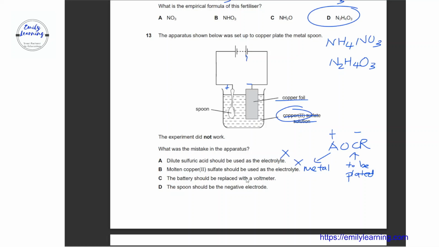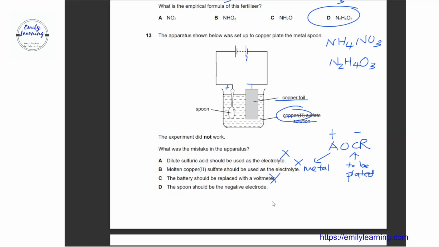No need, because copper is below hydrogen in the reactivity series. So at the cathode, copper will be preferentially discharged instead of hydrogen. So yes, you can coat copper using aqueous copper(II) sulfate. Your electrolyte can be aqueous copper(II) sulfate. You don't need molten. The battery should be replaced with a voltmeter.